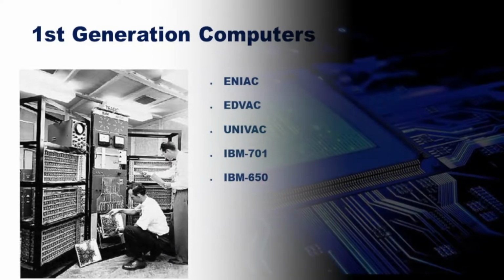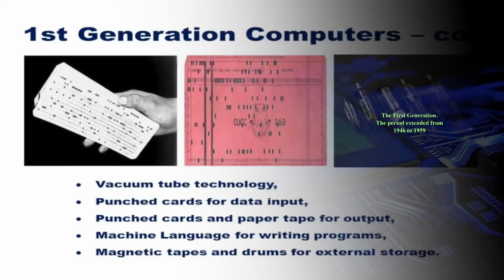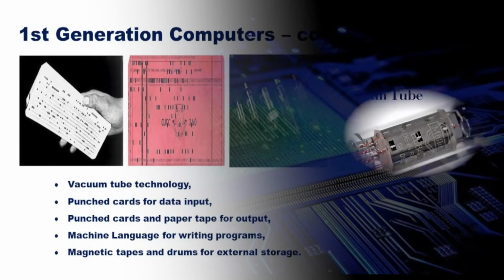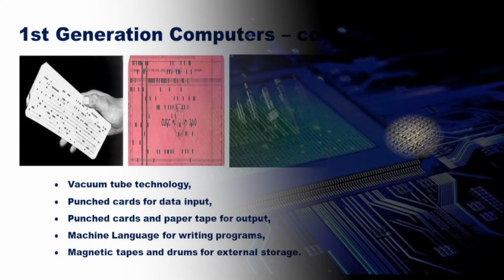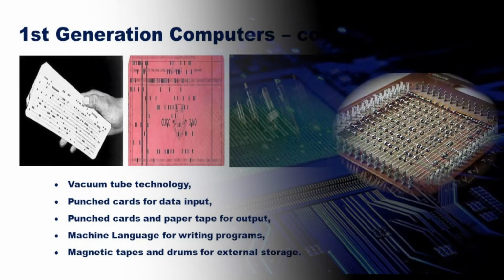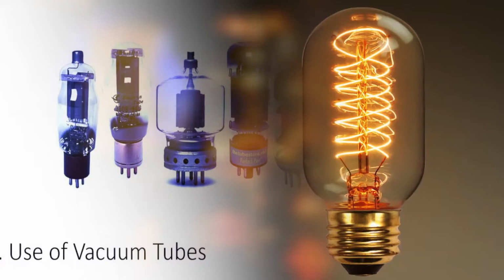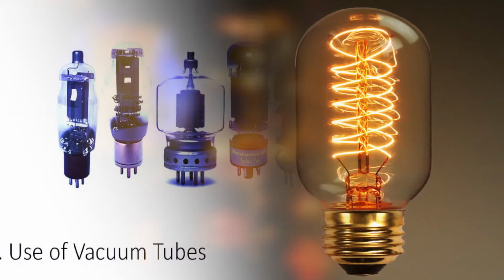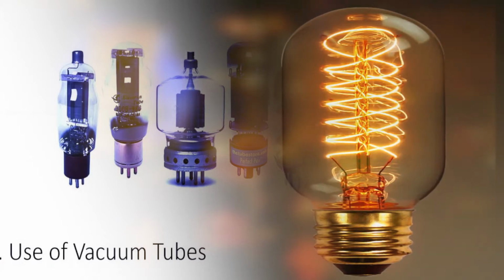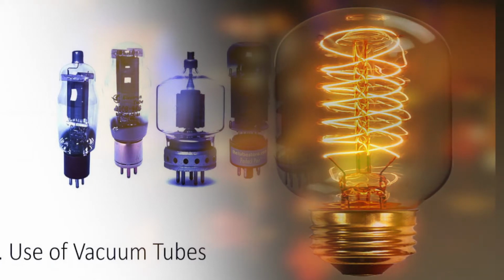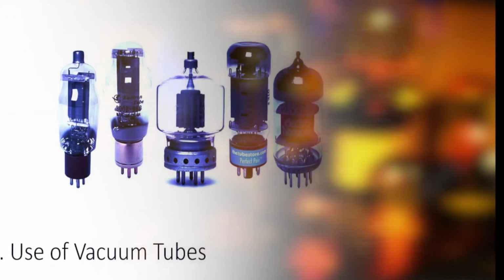The first generation extended from 1946 to 1959. The computers of the first generation used vacuum tubes as the basic components for the circuitry of the CPU and magnetic core for random access memory. These vacuum tubes, like electric bulbs, produced a lot of heat, and the system used to fuse or fail frequently. Therefore, they were very expensive and only large organizations were able to afford them.